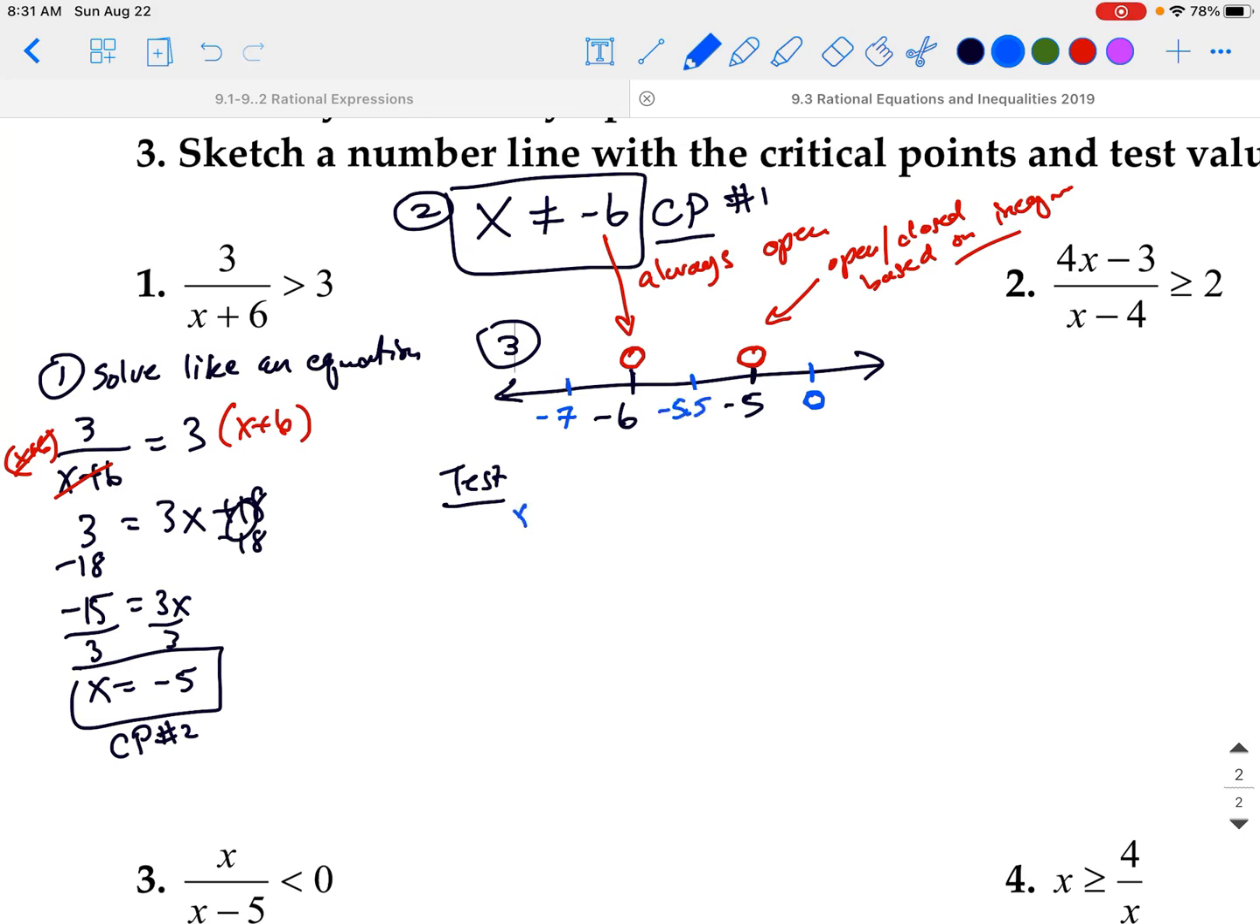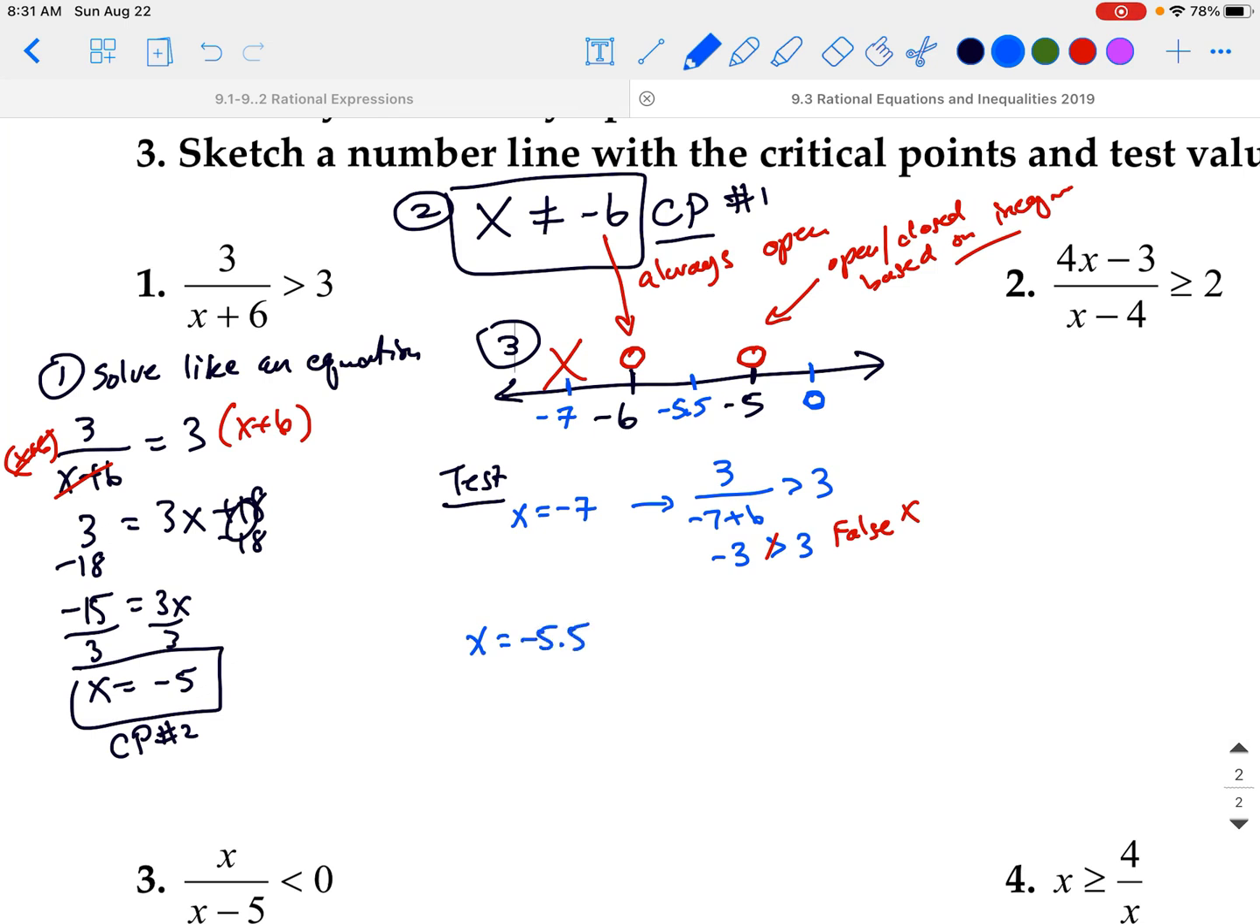So halfway between. If x equals negative 7, we're going to plug that into our inequality. So we'll get 3 over negative 7 plus 6 is greater than 3. And we're just going to see, is this a true statement or not? It looks like we get negative 3 is greater than 3. That is false. So it does not work there. So there is no solution in the region smaller than negative 6.